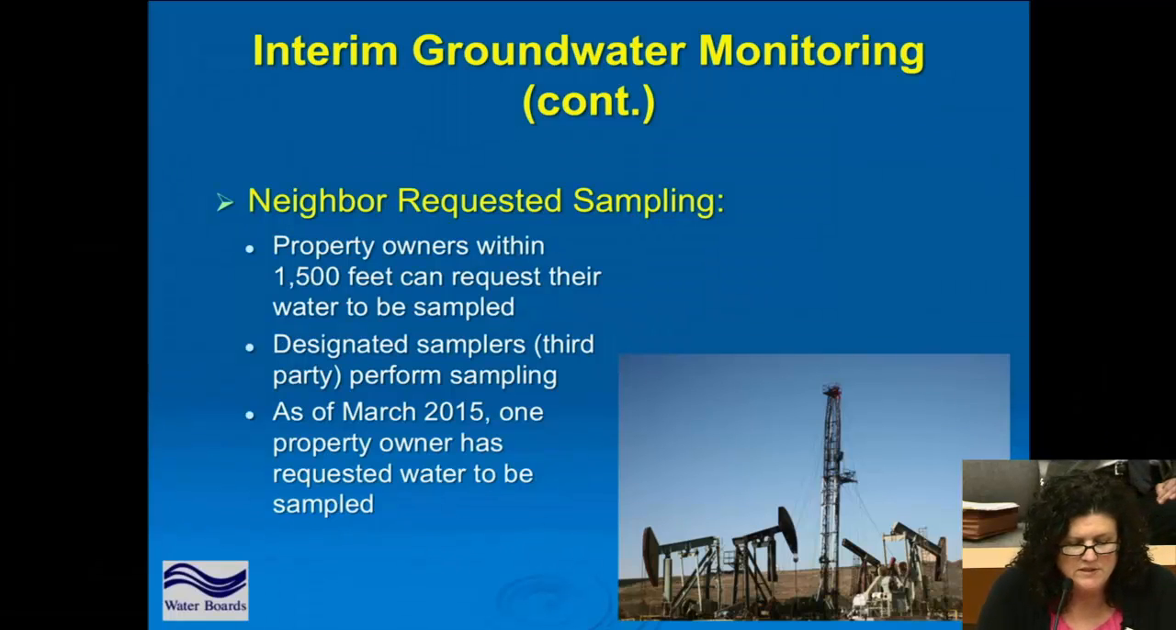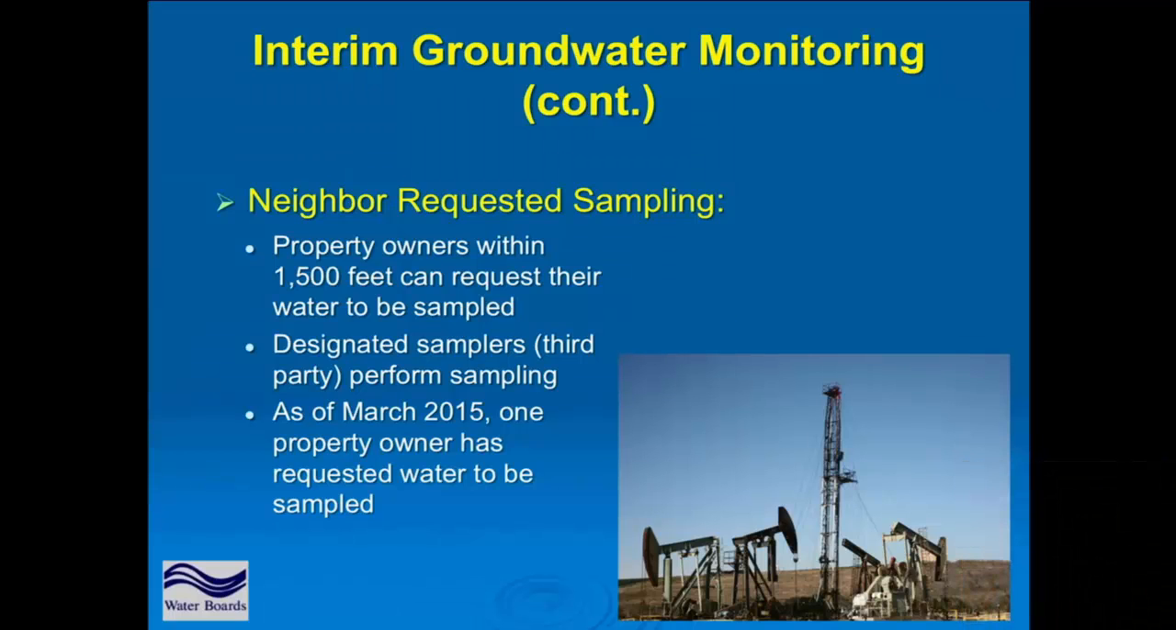Operators now need to notify, via a third party, property owners within 1,500 feet of a well to be stimulated. If the property owner elects to have their water sampled, they may choose a third-party designated sampler. As of today, only one property owner has requested their water to be sampled. That was a stream sample collected in the Fillmore area, and that map previously excluded it just for size purposes.